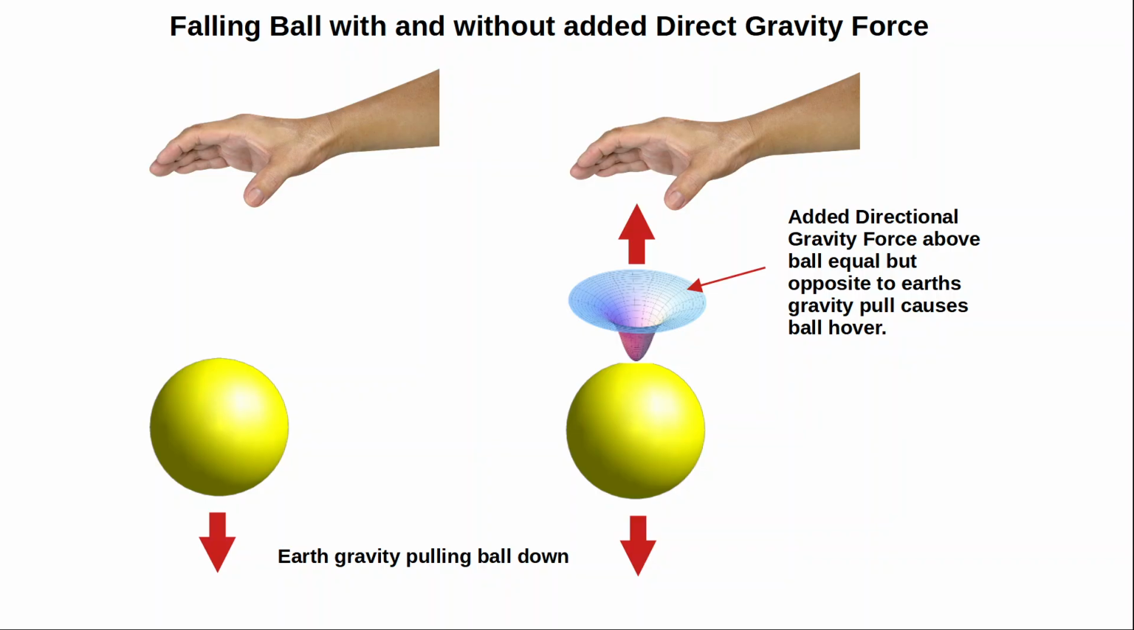hitting Earth, the land. Now, the ball on the right, assuming we had the technology to place a directed gravity field above the falling ball that is equal but opposite in strength to the gravity of the Earth, then the ball would just hover. It would not fall. So it would neither move up nor down.